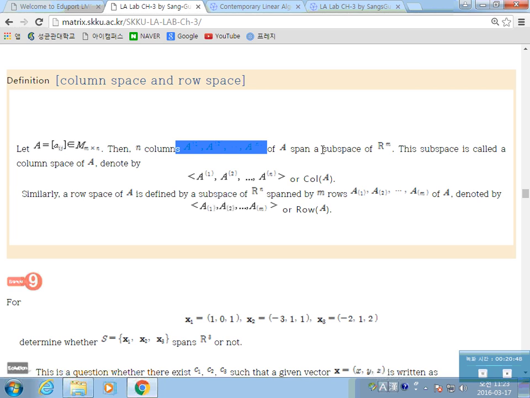Then we call it the column space of A, the span of the n columns. We write it as the column space of A like this.